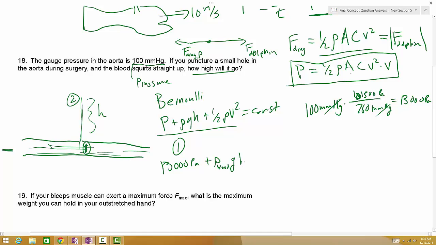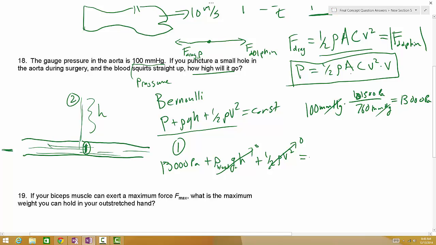times, I'll set the 0 level for the height to be here, so the height here is actually 0, so this whole thing goes to 0 because this is at point 1, plus 1/2 rho v squared. Now we'd have to be told what the velocity of the fluid is in the tube, but here I'm going to say that the blood isn't really moving. I don't think it moves very fast in the aorta. Not sure about that, but I'm going to approximate that to 0.